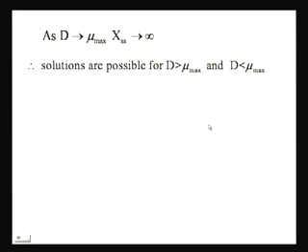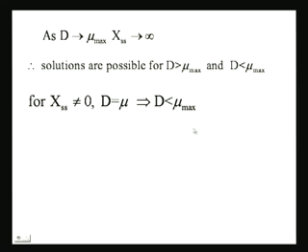Clear? No confusion, right? So, this is what I said, that we are working in the space of D less than mu max, because if D equals mu, then it is not possible for D to be greater than mu max, because mu max is obviously greater than mu.